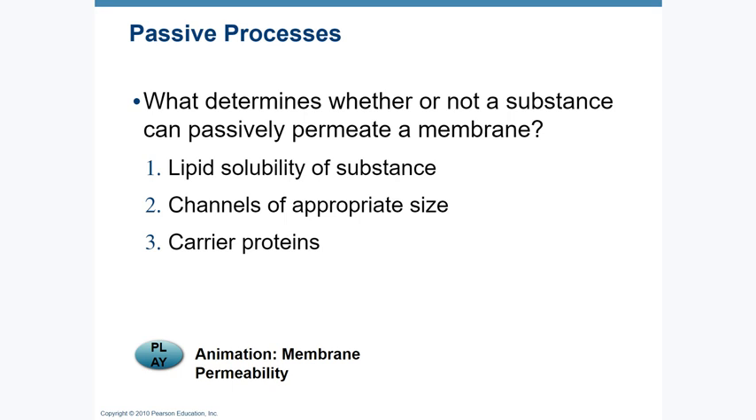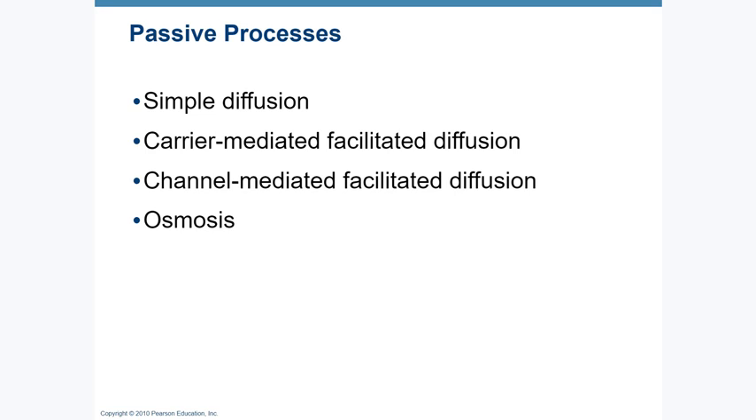So, for the passive process, what determines whether or not a substance can be passively permeable is going to be the lipid solubility of the substance, the channels of appropriate size, or a carrier protein. So, we have a couple of different proteins that we can use. We've got simple diffusion, carrier mediated facilitated diffusion, channel mediated facilitated diffusion, and osmosis.